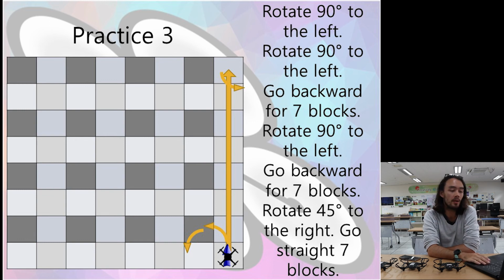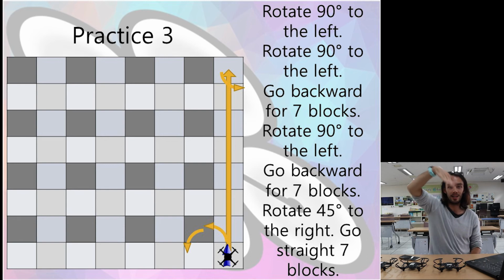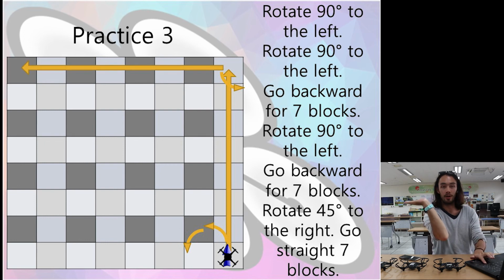The next step, rotate 90 degrees to the left again. So this is difficult. So we've gone like that, like that, like that. So I'm just going to do it like that. And we're going to go backwards another 7 blocks. Now this is the tricky one.